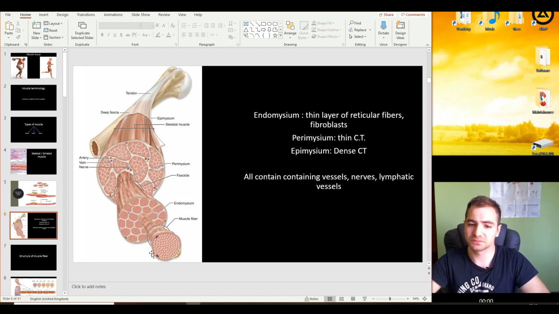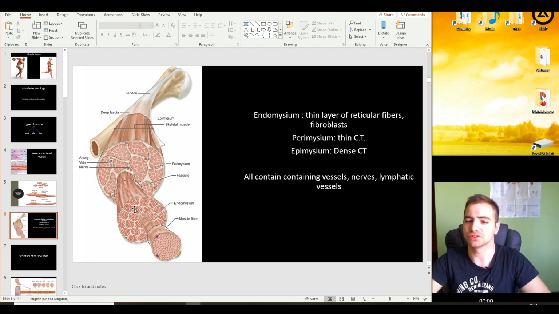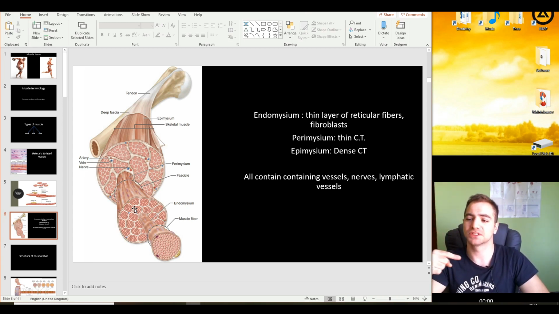Many different muscle fibers together, along with the endomysium, will be organized together to form the fascicle. The fascicle is nothing more than many muscle fibers aggregated into one specific location. This fascicle will be surrounded by the perimysium. The perimysium is just thin connective tissue, loose connective tissue specifically.